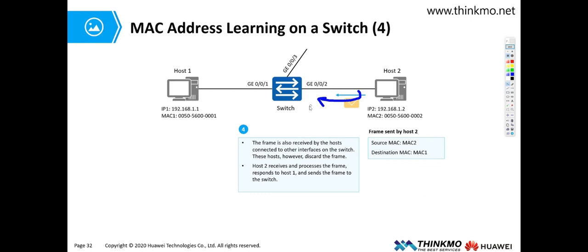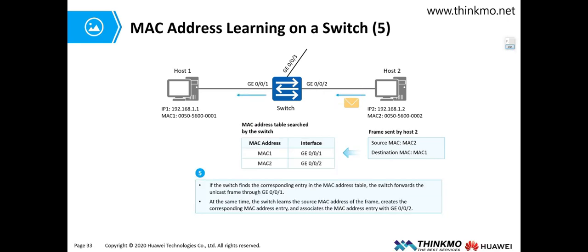After the unicast response, my switch will receive data from this interface. Once it receives data from this interface, it will also record it in my table, meaning it notes that, oh, I have now received data from 002. Its MAC address is MAC2, which will be placed in my table.